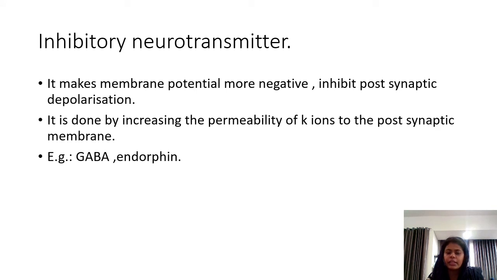An inhibitory neurotransmitter makes the membrane potential more negative and inhibits postsynaptic depolarization. It is done by increasing the permeability of potassium ion instead of sodium, so it causes the postsynaptic membrane to become repolarized, and so it becomes more negative. GABA and endorphin are examples of inhibitory neurotransmitter. All these neurotransmitters are used in psychological treatment. For treatment, we usually use these inhibitory or excitatory neurotransmitters as medicines.